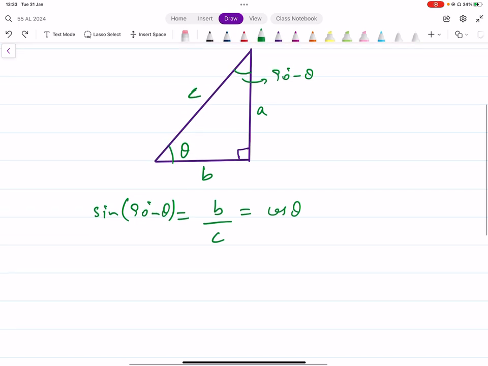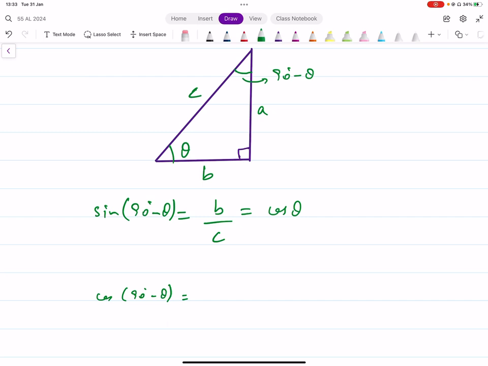Similarly, if you had to find cos of 90 minus theta, cos is adjacent over hypotenuse. 90 minus theta के साथ वाली side is A, hypotenuse is C, that is A over C. Isn't that the same as sine theta? Sine opposite over hypotenuse, that's also A over C. So cos of 90 minus theta is the same as sine of theta. All right?